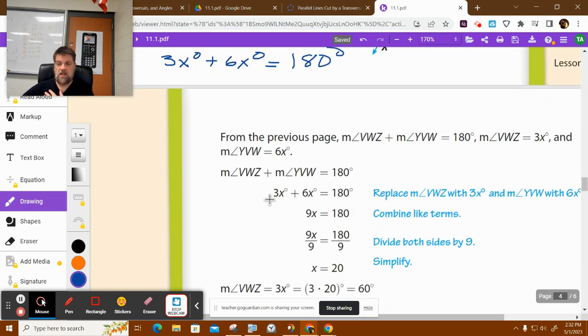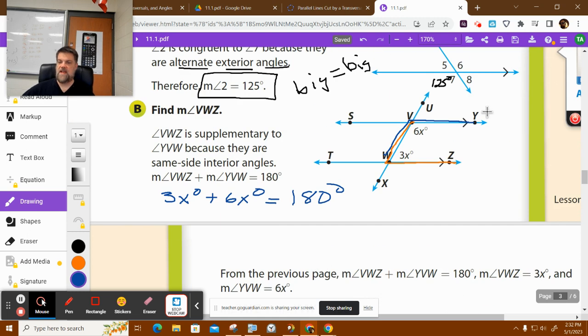They plugged it in. What do we do? Combine like terms, right? What's 3x plus 6x? Sorry. 9x. So now what do I do? Next thing I'm going to do is divide both sides by 9. Now I get x is equal to 20. Oh, good. The answer is 20, right?